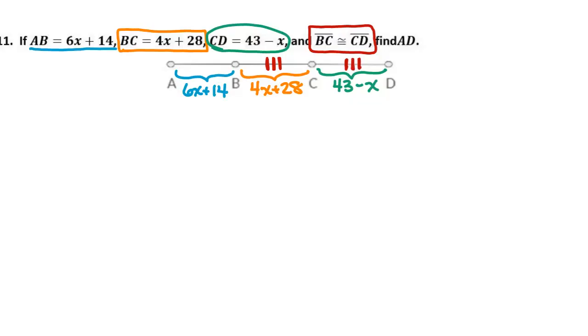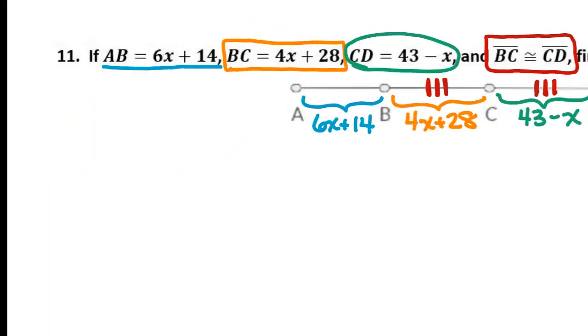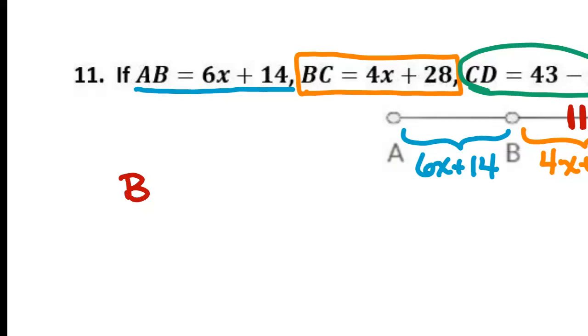All right. What do they want me to find? AD. Well, what's AD? All of the line. Okay, so they gave me a congruence statement, so I know for sure that I'm going to need an equation with the congruence statement in it. So let's rewrite our congruence statement. BC is congruent to CD.